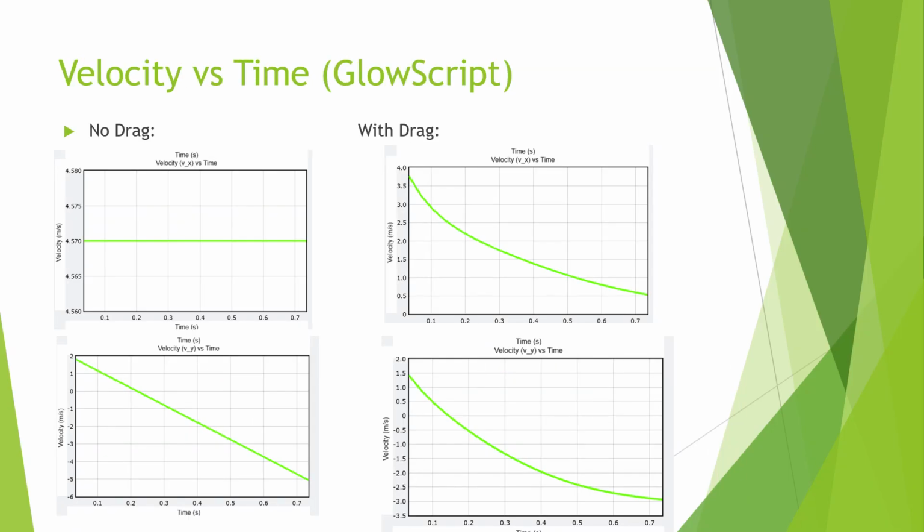For velocity versus time with no drag, the horizontal x velocity is constant, and y has constant acceleration. And then with drag, both are non-constant velocities.